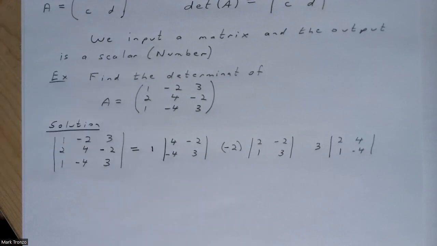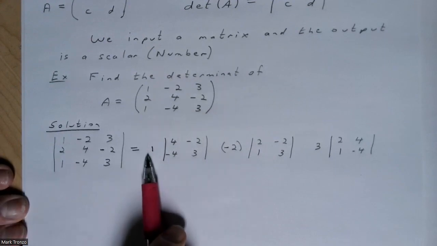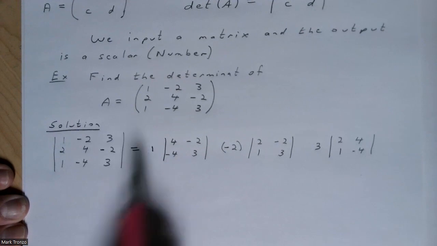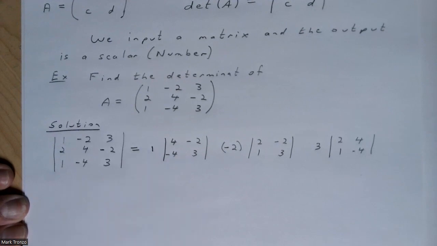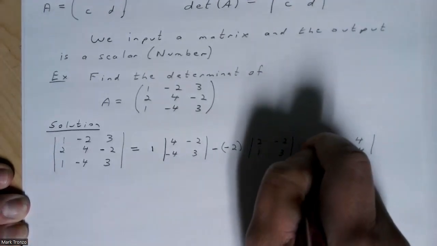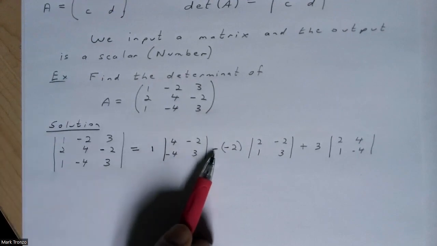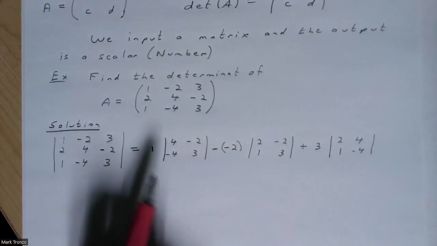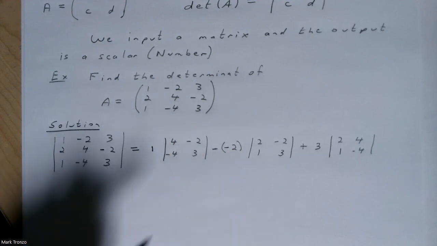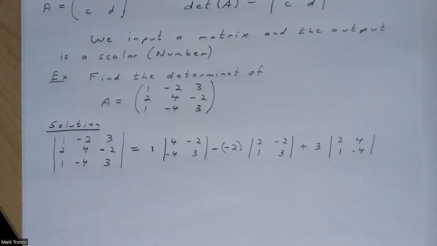Now, the last thing we have to do is apply the signs. And we alternate the signs. The first one's positive, so we just leave it as it is. Don't change this one. Then the next one is going to be negative. And then the third one is positive. So it always starts positive, negative, positive. And now go ahead and calculate the determinant the way you normally would for a 2 by 2, the way we did a minute ago.